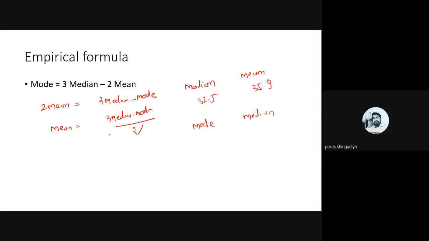But the main one is this: mode is equal to 3 times median minus 2 times mean. We can check the third value by using this formula. If two values are given, mean and median, or mode and median, or mean and mode, then we can check the third value by using this empirical formula. We'll use this formula in examples where two values are given, to predict the third value, without using the continuous distribution formula.